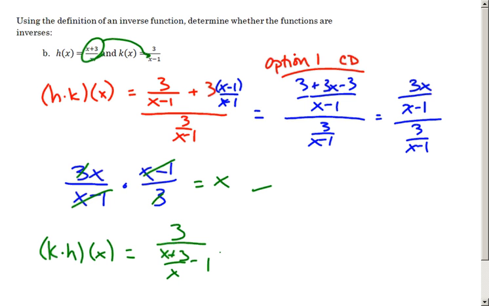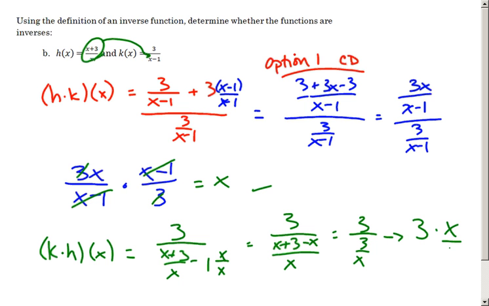So I'm going to multiply this by x over x. 3 stays on the top. On the bottom, I get x plus 3 minus x, all over x. So now I've got 3 over 3x. So again, that's going to turn into 3 times x over 3 because I'm multiplying by the reciprocal. And that will just equal x as well. So yes, it is an inverse.